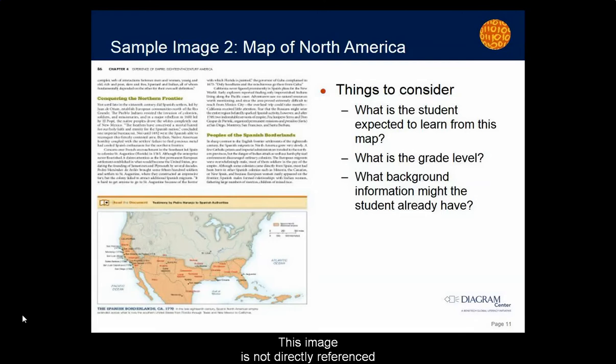This image is not directly referenced in the surrounding narrative, but the text on the page does provide background information and context. So the image is meant to provide supplementary information. The content working group talked about this and decided that this image didn't need a tactile graphic in order to be made accessible. First of all, because it's a college text, we can assume that the reader has more experience with maps than a younger reader would have. And secondly, the purpose of this image, which is supplementary, is really just to identify the places that make up the Spanish Empire in North America and not to understand the spatial aspects of it. So the data can easily be understood from a table.